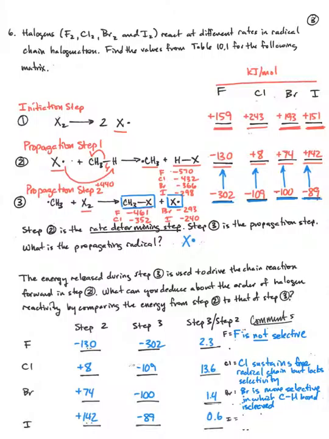Finally, you can see for iodine, the ratio is 0.6, but we're only producing negative 89 kilojoules per mole, and we require 142. So the second propagation step does not supply enough energy to propagate the first radical chain reaction, step 1. So this reaction will not be a true chain reaction. Essentially, it'll go through once and just stop.